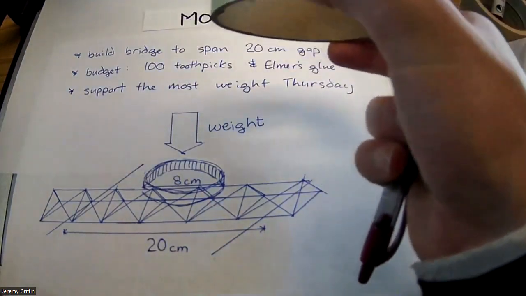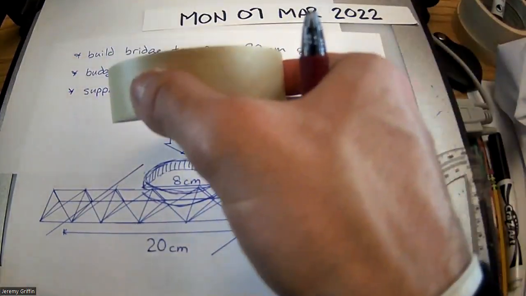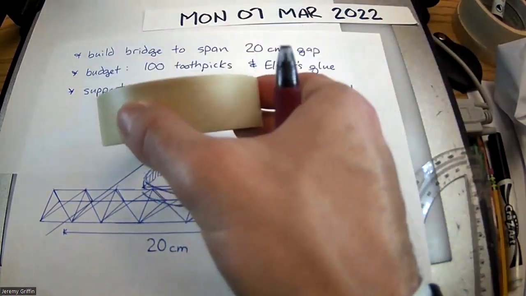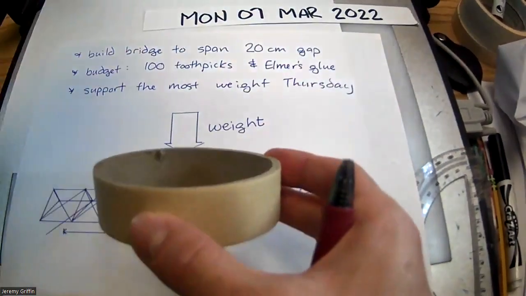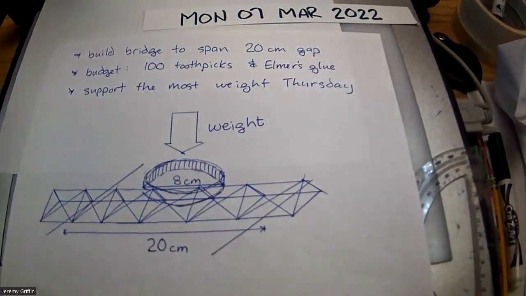We're going to take this 8-centimeter diameter cylinder, like a tape roll, put it on top, then put the grate tray on top of that, and just start loading lab weights. And whoever's bridge can hold the most weight will be the winner.